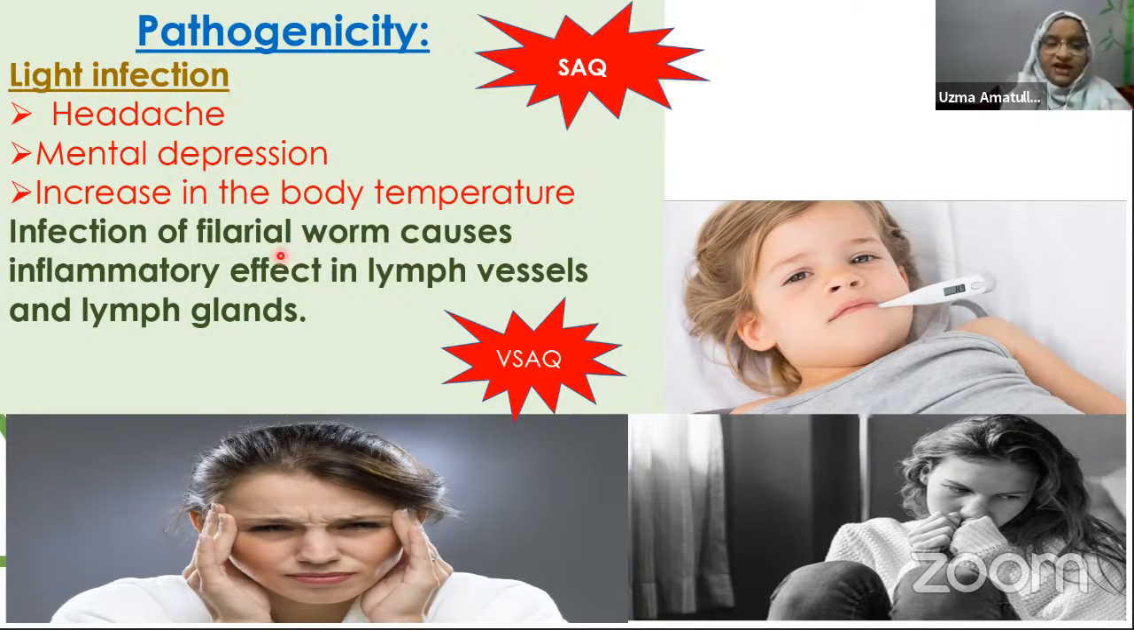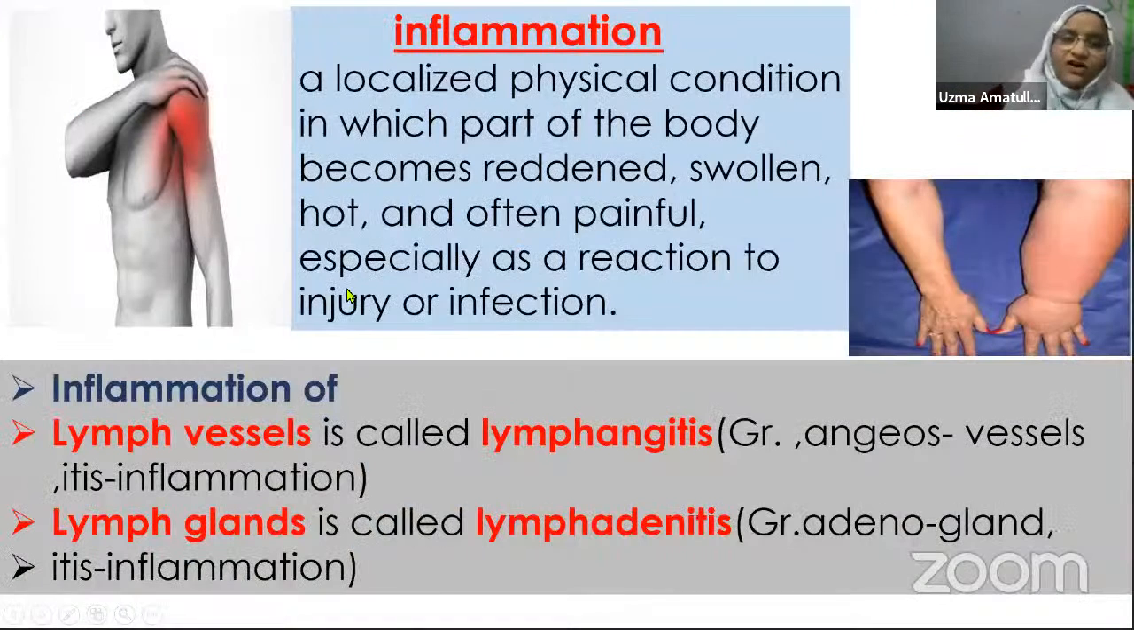Then infection of the filarial worm causes inflammatory effect in lymph vessels and lymph glands. When these worms are there, they cause inflammation. What is inflammation? Means swelling, in the lymph vessels and in the lymph glands. Now, what is inflammation? A localized physical condition in which a part of the body becomes reddened, swollen, hot and often painful, especially as a reaction to injury or infection.